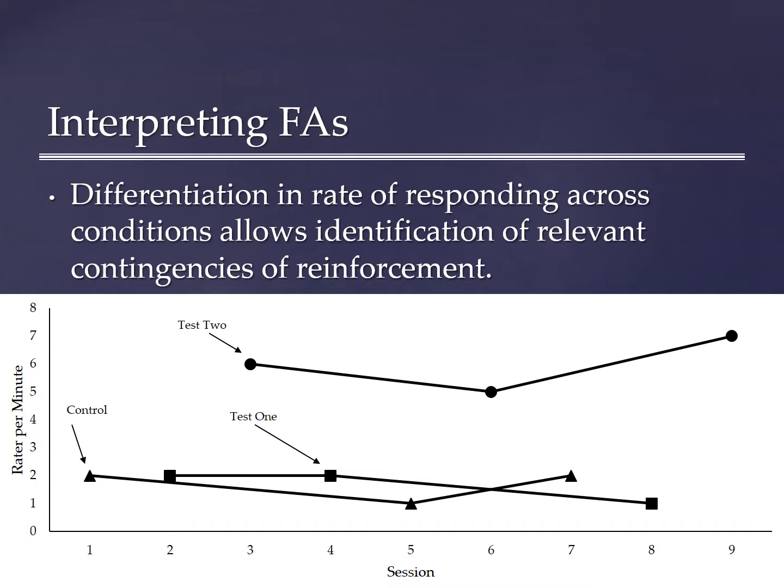In this case, we see that the rate of responding is consistently higher in test condition 2 than in the control condition or test condition 1. This suggests that the variables that we are manipulating in test condition 2 are those that are functionally related to the target behavior.